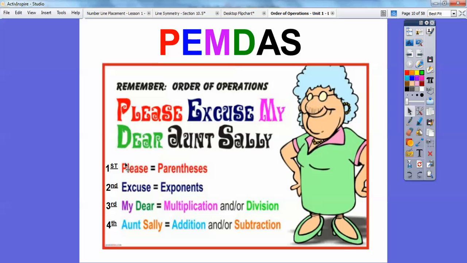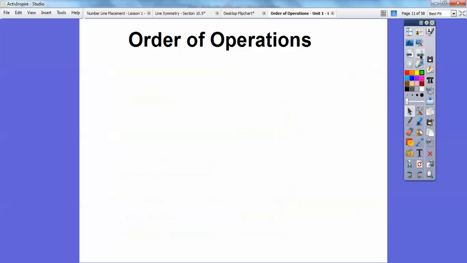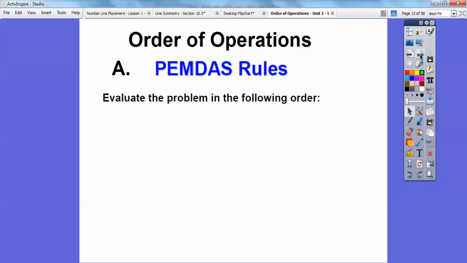Please excuse my dear Aunt Sally. Okay? And the P stands for parentheses. We do that first. The E stands for exponents. That's what's second. The my dear is for multiplication and division, and you get it. So this is addition and subtraction right here. That's the order that we do this. So let's put this officially here in our lessons. So PEMDAS rule.